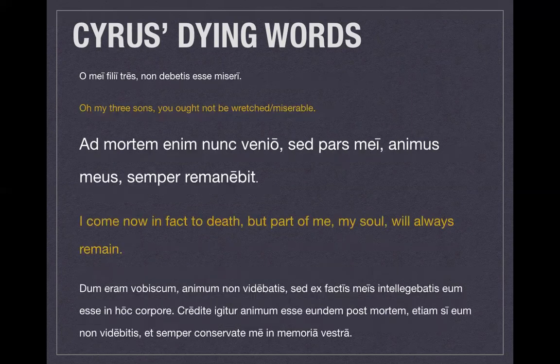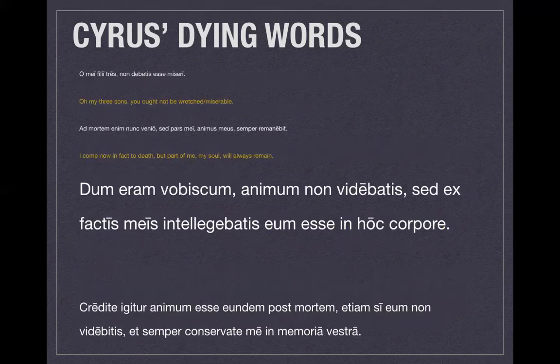Yeah, we could change the word order there, but I actually kind of went left to right and didn't think it sounded too weird. Dum is while, but tum is then, dum is while. Eram is the past imperfect tense of sum. So if sum means I am, eram is I was. While I was, vobis cum. Just think of it as cum and vobis separately. Vobis is the second person plural thing. It's not quite you, that would be te, but instead is y'all.